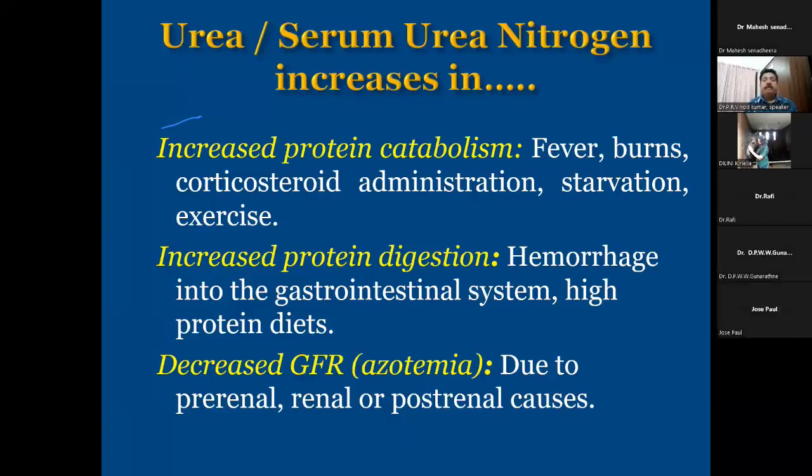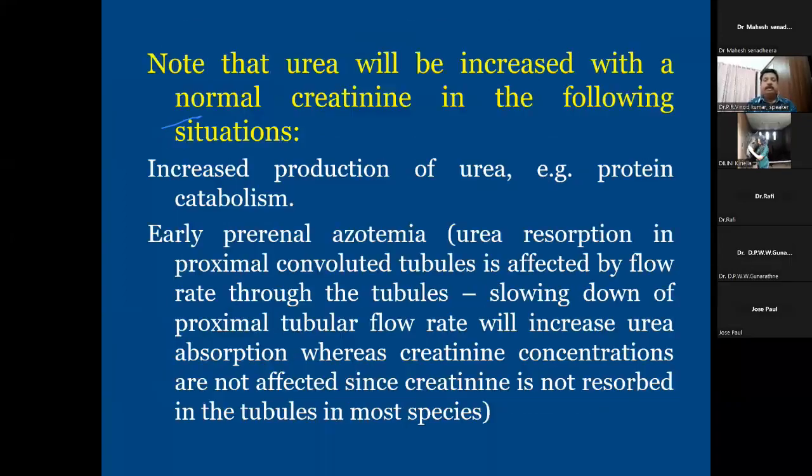Urea also increases when there is decreased GFR, decreased glomerular filtration rate, as in the case of azotemia, that is increased NPN substances due to pre-renal causes, renal causes, or post-renal causes. Kidney failure: when there is kidney failure, there will be an increase in blood urea. Note that urea will be increased with a normal creatinine in the following situations.